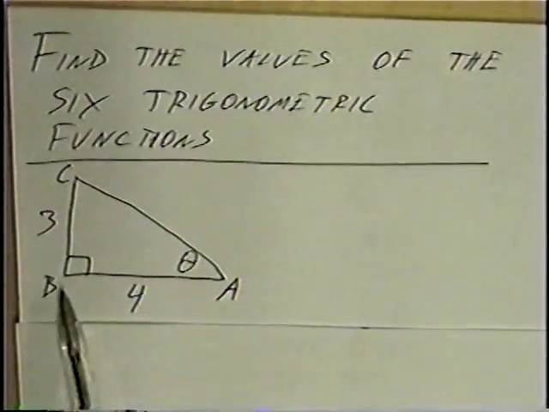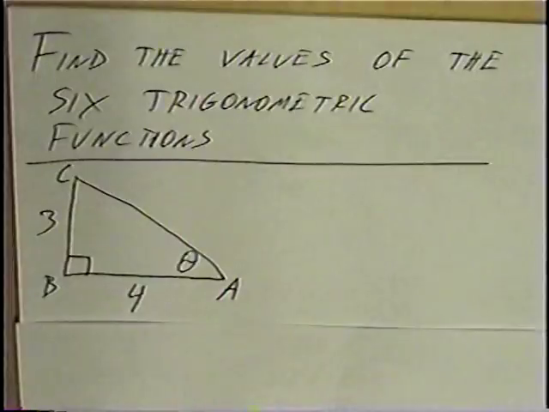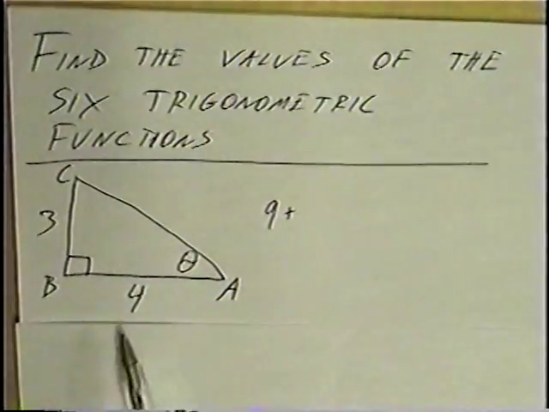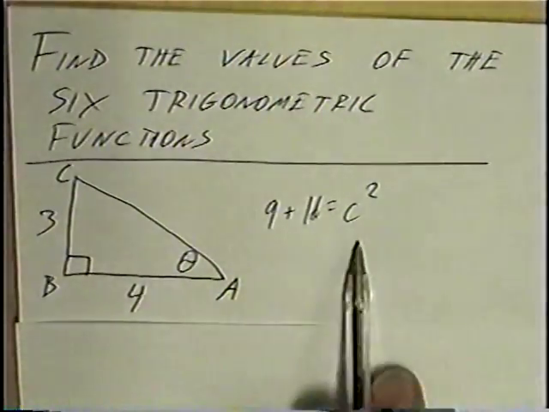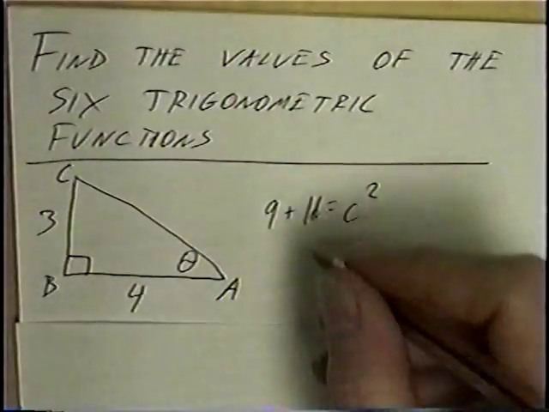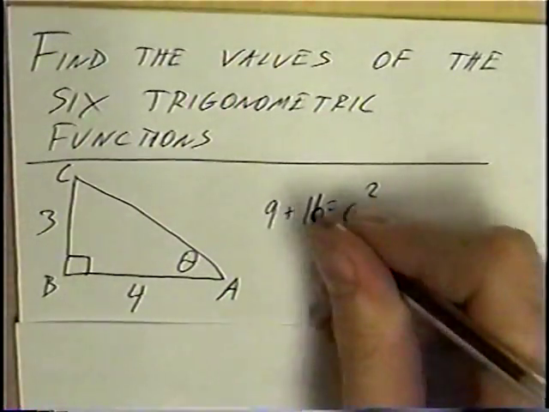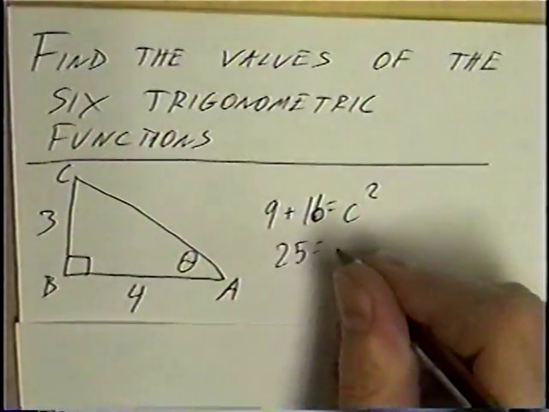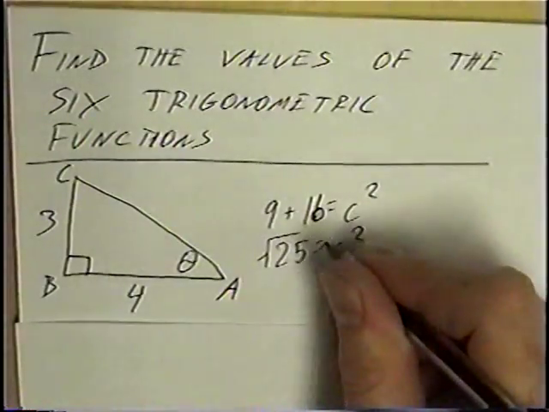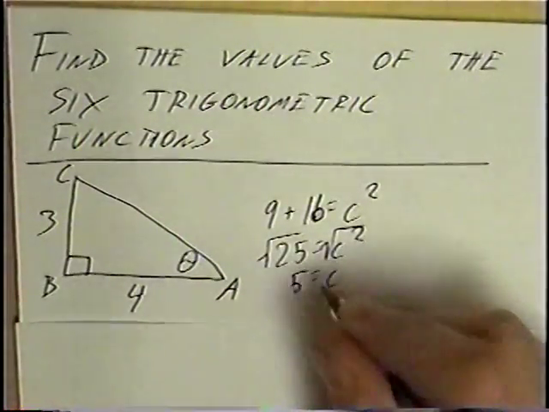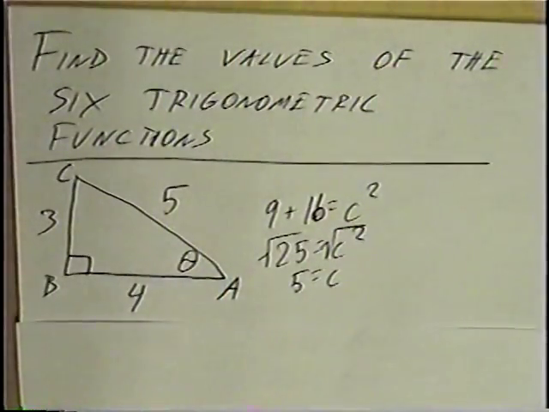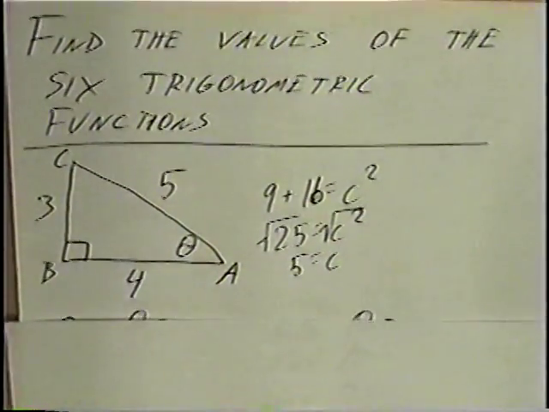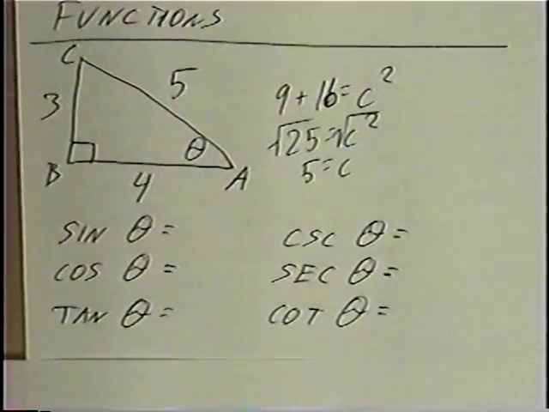Using the Pythagorean Theorem, a squared plus b squared equals c squared, 3 squared would be 9. Adding to that b squared, 16, would give us the value of c squared, or the hypotenuse. 9 plus 16 would be 25, and taking the square root, c would equal 5, so the hypotenuse of the right triangle would be 5. From here, we can find the 6 trig functions.